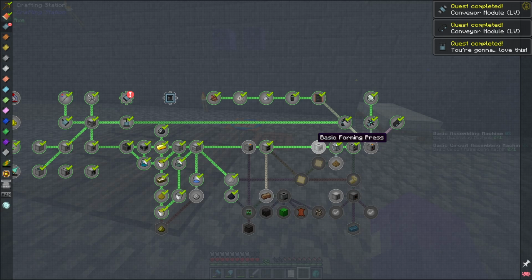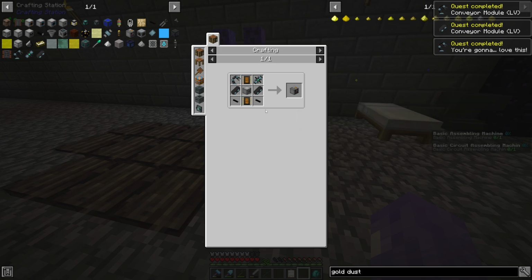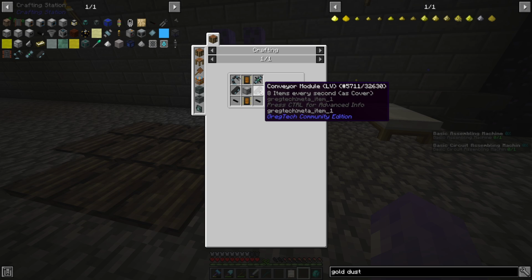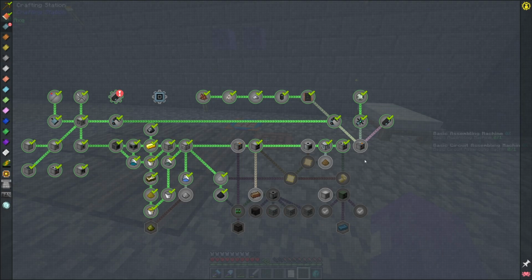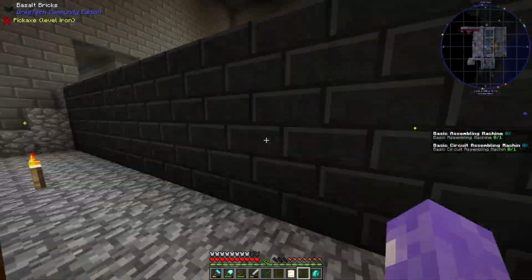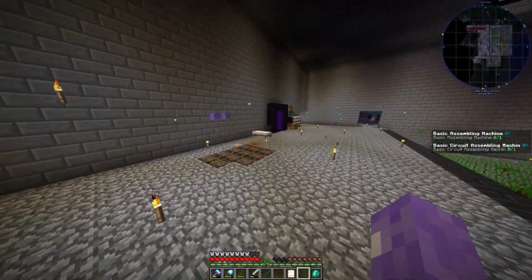Okay, so that should open up this quest now to make ourselves the basic circuit assembler, which we need 2 conveyor modules. So we're going to need more. We're going to need more of the rubber sheets. What do we need other than that, though? Let's get that stuff made. Well, that's making more rubber sheets.